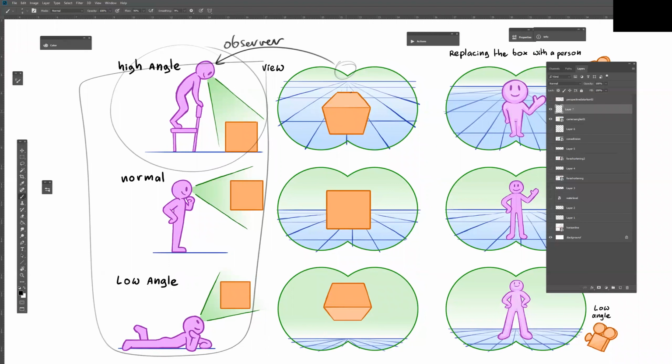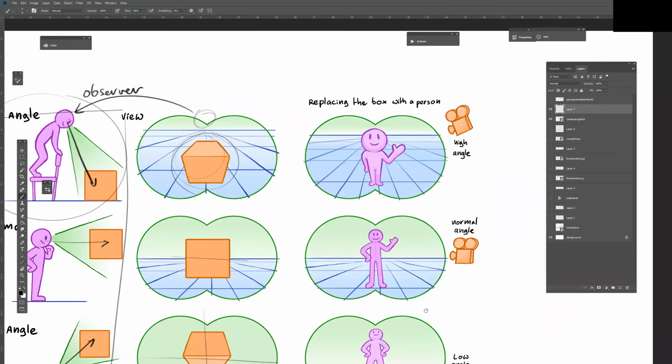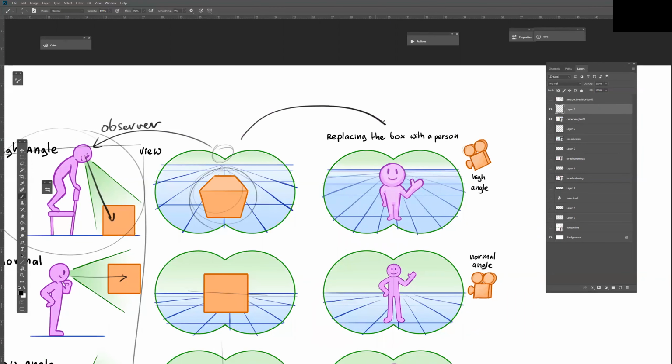the objects look different. So here we're above the object, and that looks like this. And here we're looking straight at the object, and it looks like this. And here we're looking from the bottom of the object, and it looks like this. So try to take an object and look at it from different angles. And you can translate this also to how we see other persons.